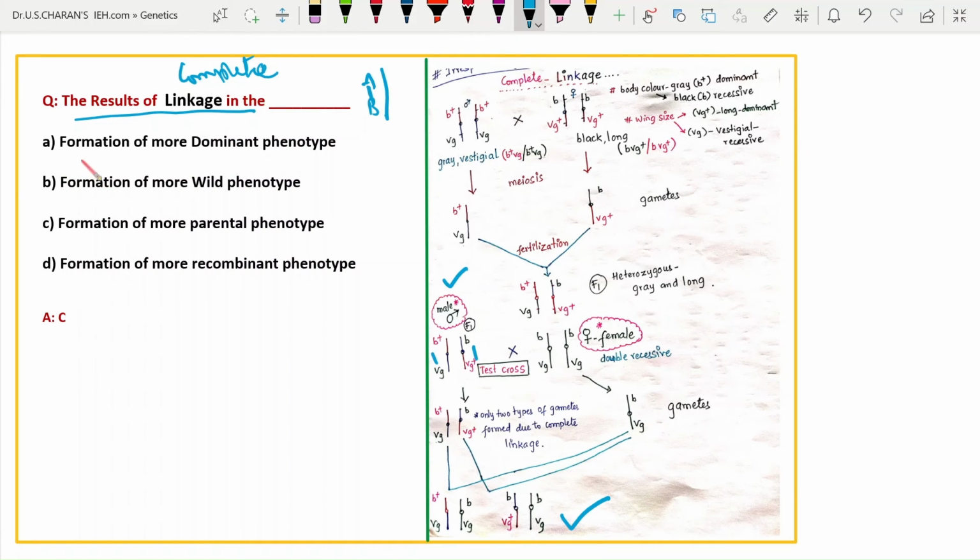You can search for the more phenotype. This is not formation of more wild phenotypes. No. Formation of more parental phenotypes. Right, this is the answer. Formation of more recombinants? More recombinants are not formed.